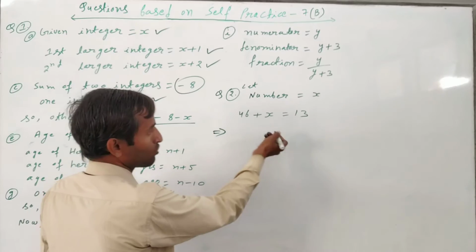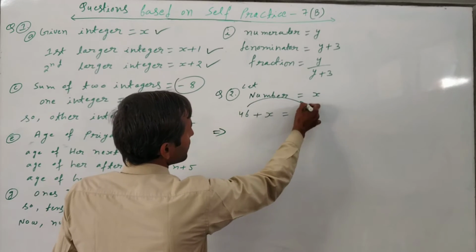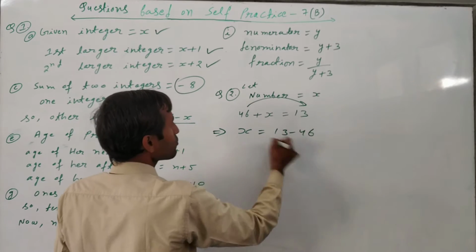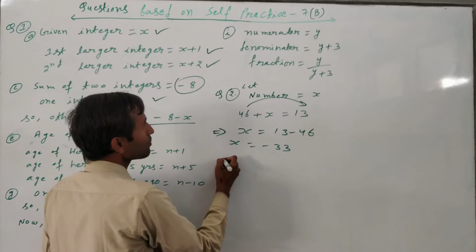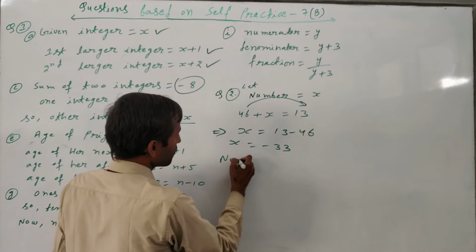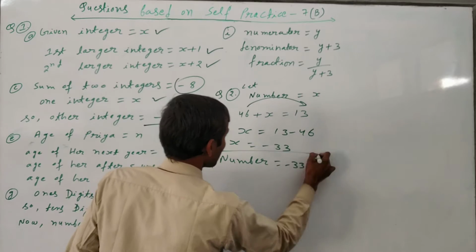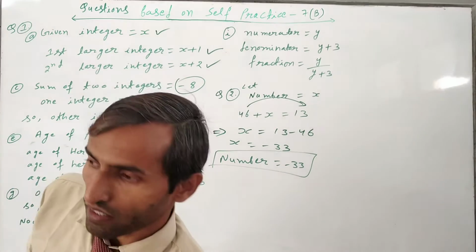Now just do the simplification. Transfer the constant value to this side, and it becomes negative. So x is equal to 13 minus 46. Then we subtract, and x is equal to minus 33. So the required number is minus 33, whatever we supposed. This is the answer.